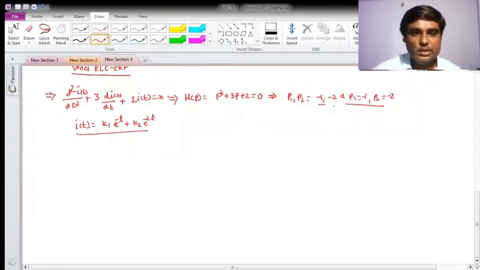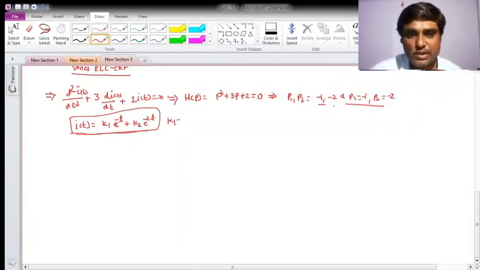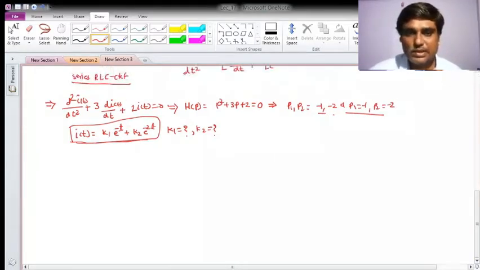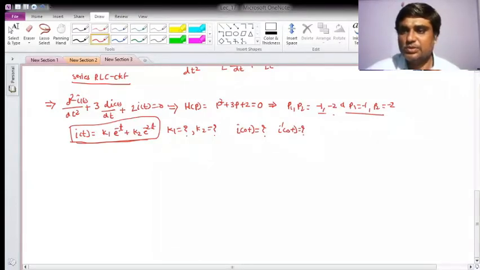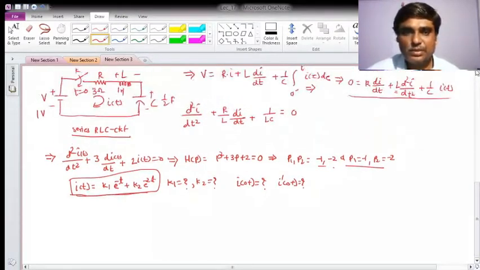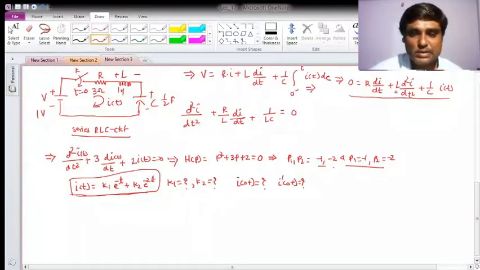So this is my free response, or solution in simple form. Now my next task is to find out the value of k1 and the value of k2. For that I will take the help of the initial conditions. What I need to compute is I of 0 plus and I dash of 0 plus. To do that, let us physically calculate I of 0 positive.